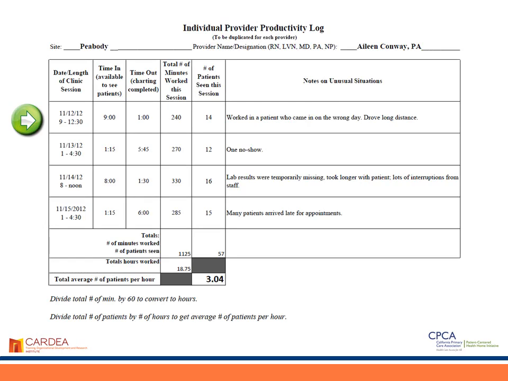Let's return to an individual provider productivity log and look more closely at one that has been filled out. You can see that this provider, Eileen Conway, PA, chose 4 consecutive days in mid-November to track her productivity. She has documented 2 morning shifts and 2 afternoon shifts. You can see the start times and her time out, her total minutes per session, and the number of patients seen.